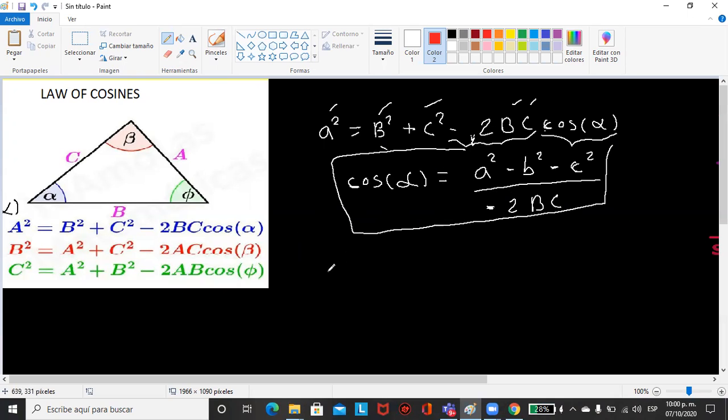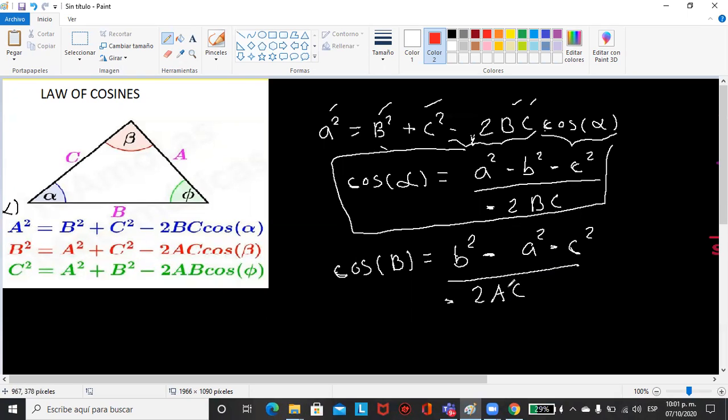So this is the formula for finding the cosine of alpha. So we can do the same for the other ones. We have the cosine of beta. Cosine of beta is equal to b squared positive minus a squared minus c squared all over negative 2 times AC. Okay.